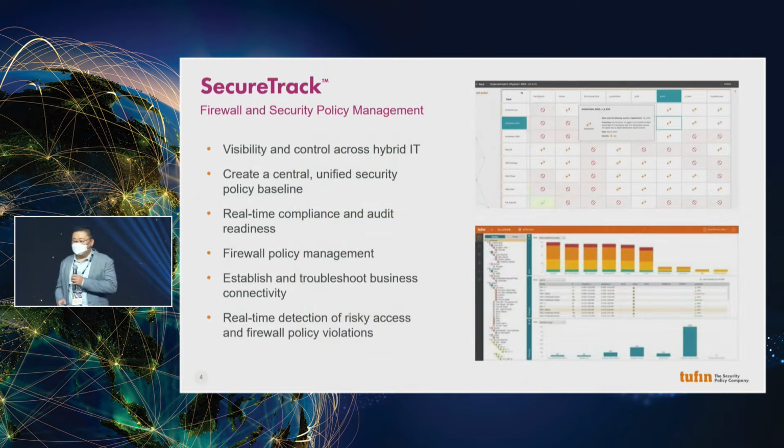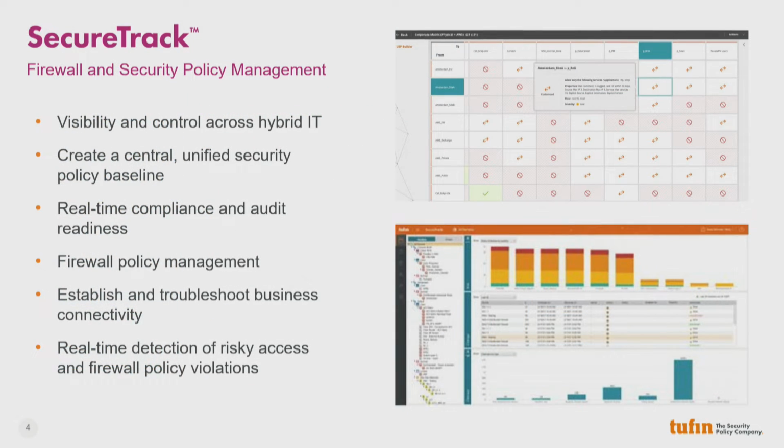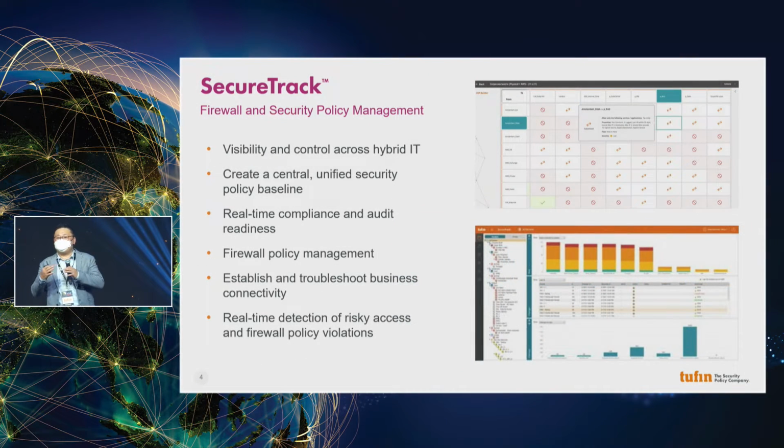So let's look in a little more detail at what each of these modules does. SecureTrack is the firewall and security policy management solution. I mentioned visibility, which is the most basic thing. We capture the configuration of the security policies and help users analyze those rules to understand which rules are redundant and can be removed from the firewalls. We also allow administrators to create unified security policies that can be enforced across all the security rules in their network environment.